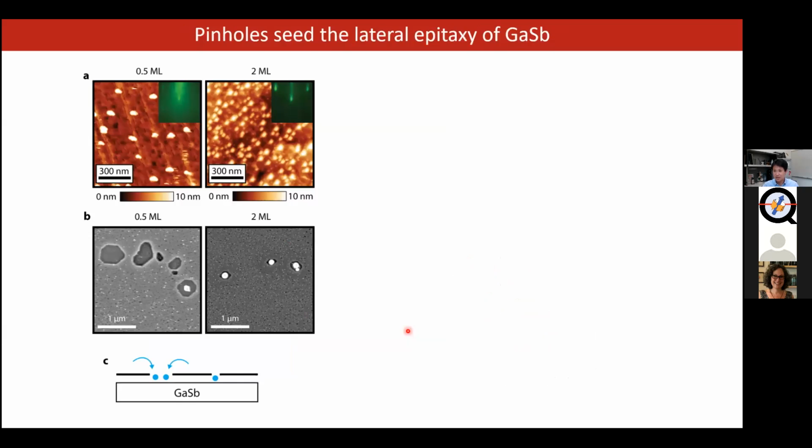So there are pinholes. What does that pinhole do to the growth mechanism? Now what we do is we take our sample that has pinholes, we grow gallium antimonide on top, and ask the question, where is the gallium antimonide going? We measure by atomic force microscopy and scanning electron microscopy. What we find is that predominantly the gallium antimonide seems to be growing inside the pinholes that have opened up. We can observe that after half a monolayer and 2 monolayers of growth. At 2 monolayers of growth, basically all the pinholes have filled up.